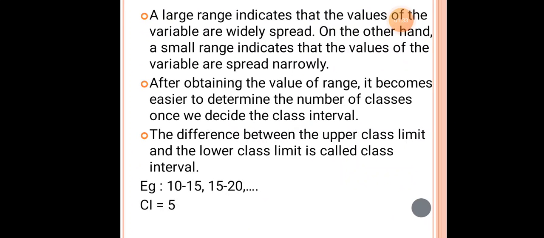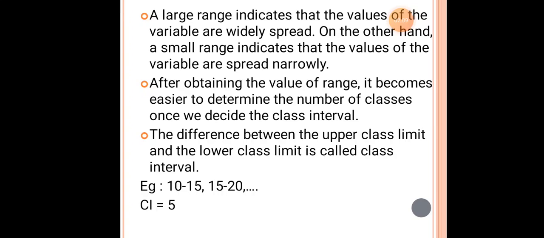First and foremost, you need to ascertain the range, that is the largest value and the smallest value from the raw data. After ascertaining these, we will check whether the values are widely spread or narrowly spread. Widely spread in the sense that there are 100 values or 200 values. Narrowly spread in the sense that there are only 10 or 20 raw data values, which are much easier to handle.